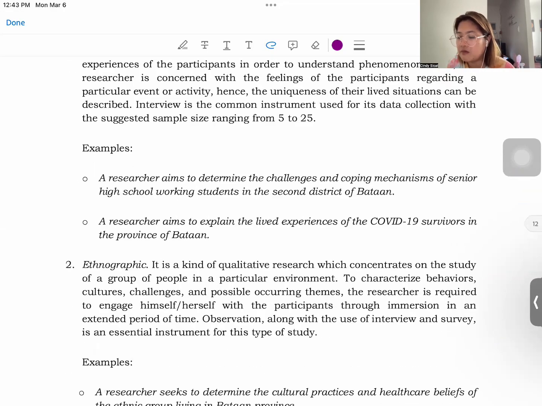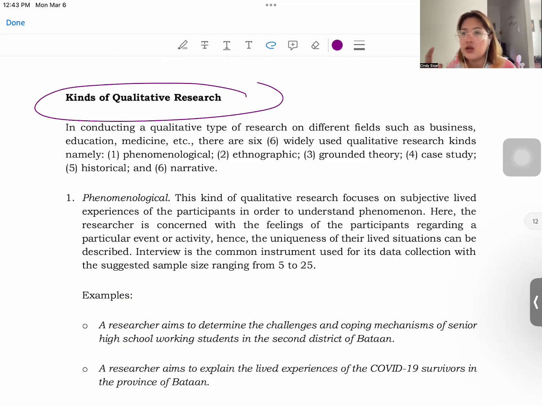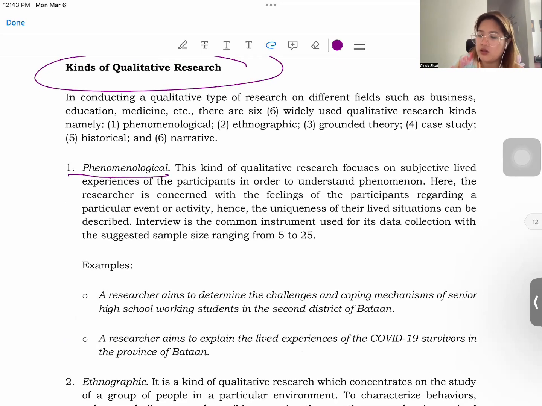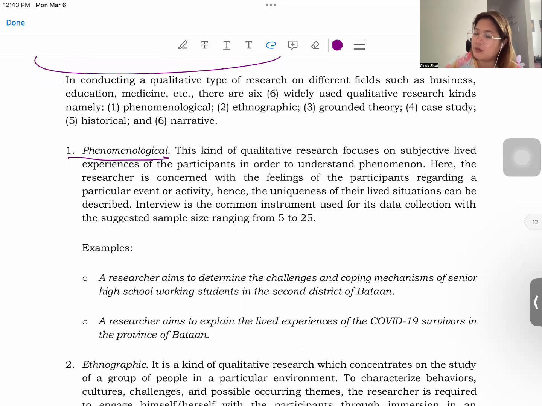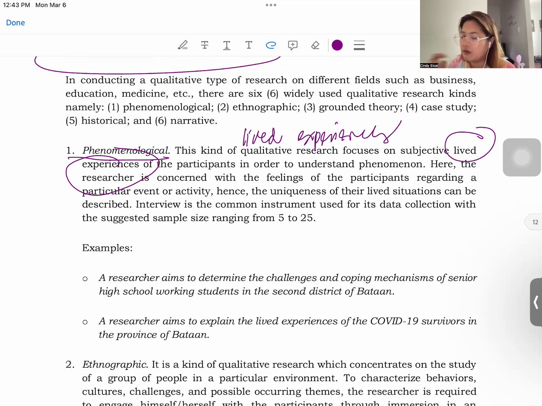So now let's move to the types or kinds of qualitative research. So it's important that you know, okay? So you have to really know the different kinds of qualitative research. So ito yung mga yon. You have phenomenological. Ang focus nito is lived experiences. Phenomenological, alam ko medyo nakakabulol, but yes, it's about the lived experiences of particular participants. Okay? So tinitingnan natin yung feelings ng participant sa particular na sitwasyon.